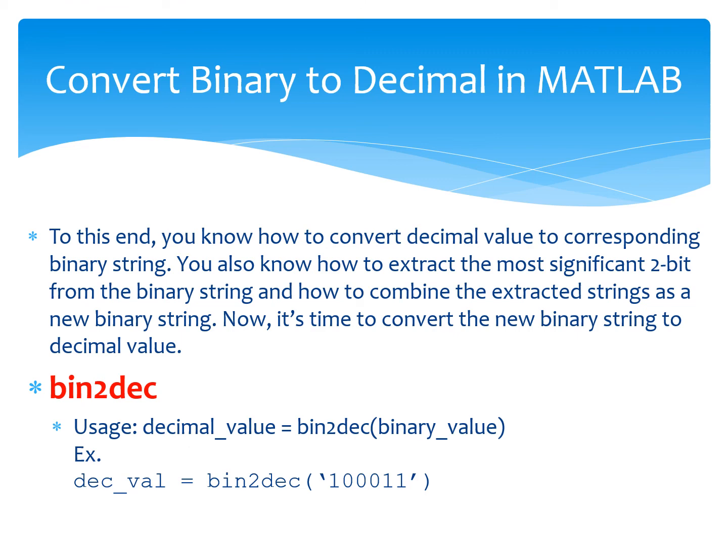The BIN2DEC function takes the binary string as its input and returns the corresponding decimal value. As shown on the screen in the example, the input binary string is 100011. So you can call the function by passing the binary string, and then you will receive its corresponding decimal value.